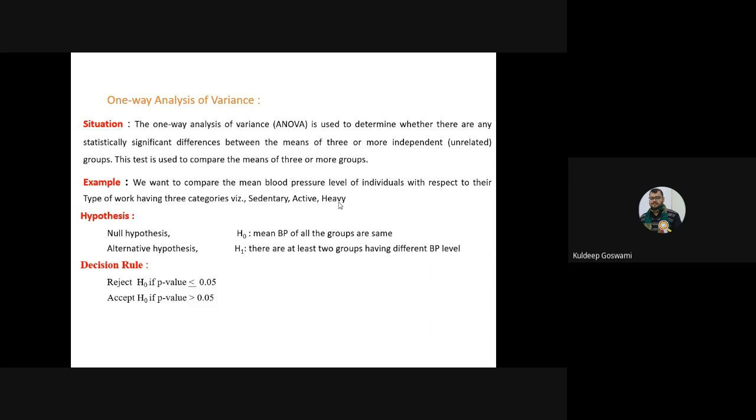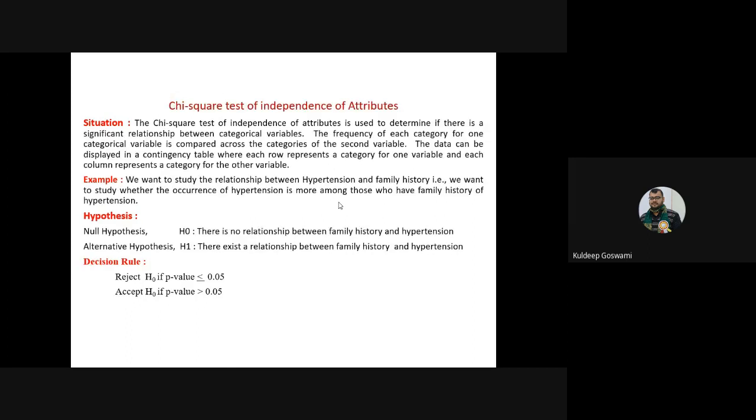For example, we want to compare the mean blood pressure level of individuals with respect to their type of work, having three categories: sedentary, active, and heavy. I'll show you an example in SPSS. Here the null hypothesis would be that the mean blood pressure of all the groups is the same. The alternative hypothesis is that at least two groups have different blood pressure levels.